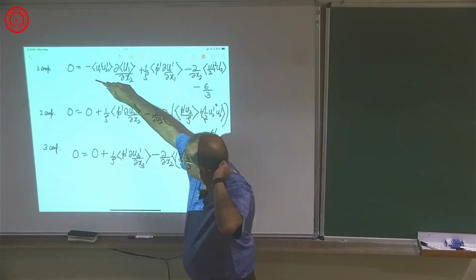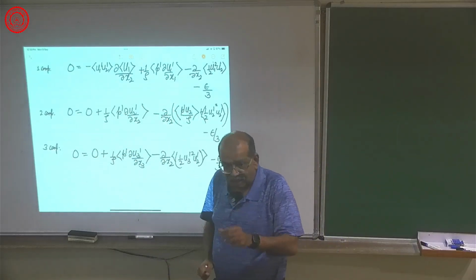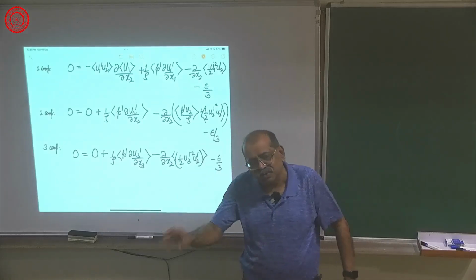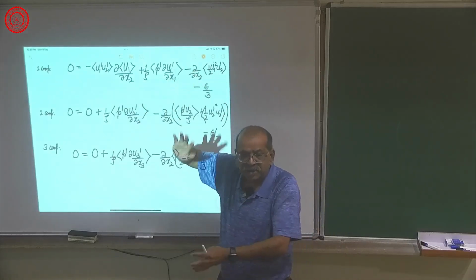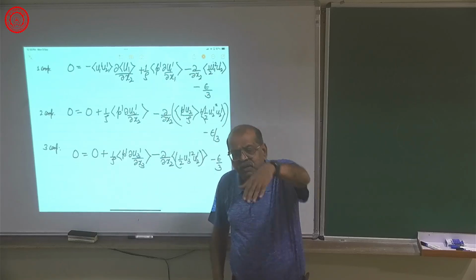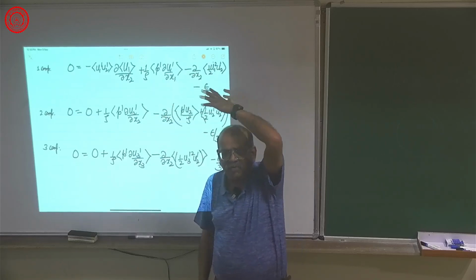But when you have the equation for u1, u2, u3, you just put i equal to 1, j equal to 1. On the right hand side, all those terms are there: P11, R11, epsilon 11, etc.